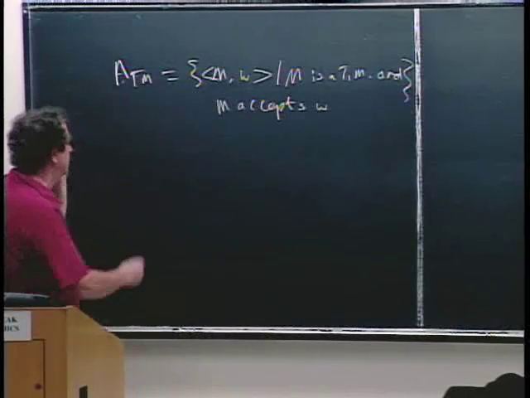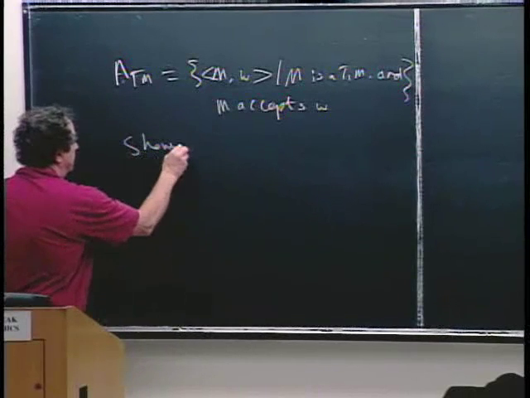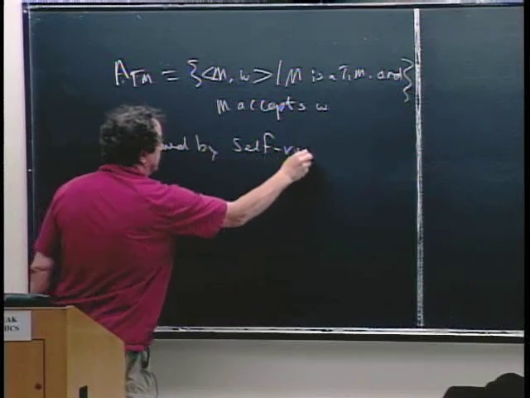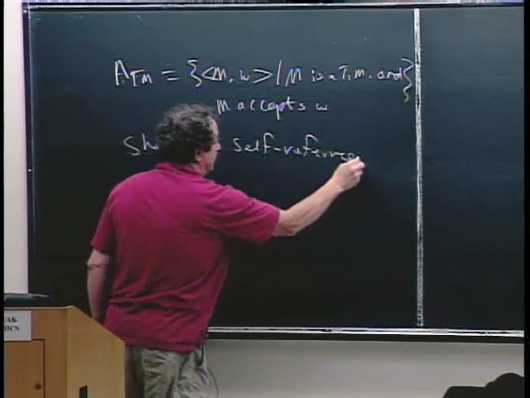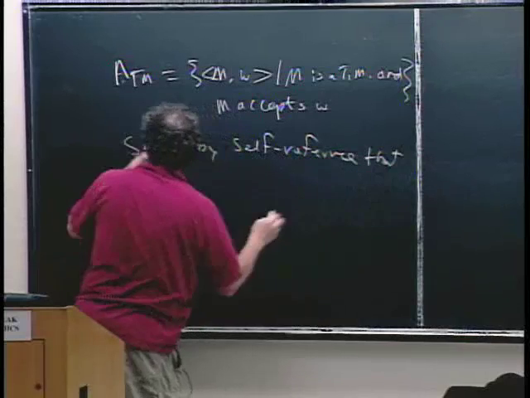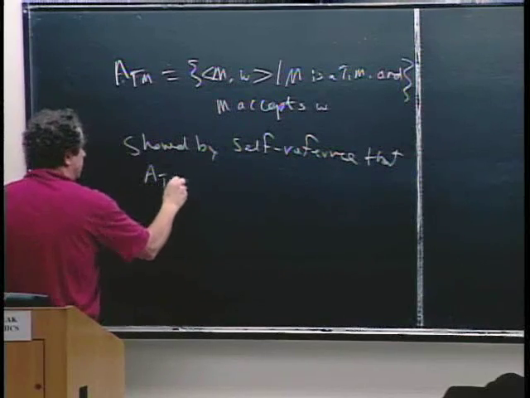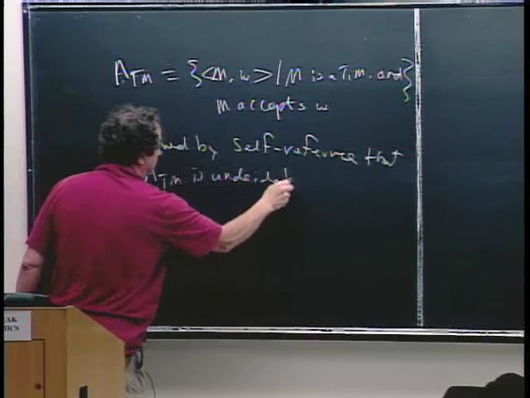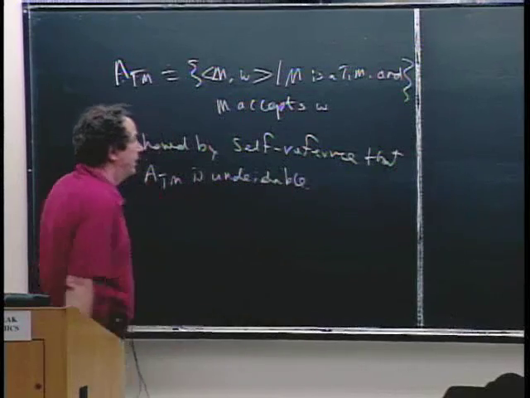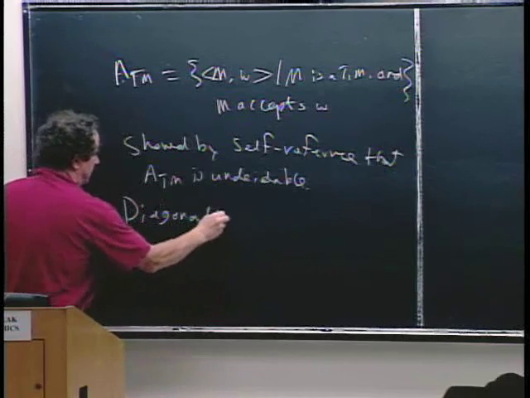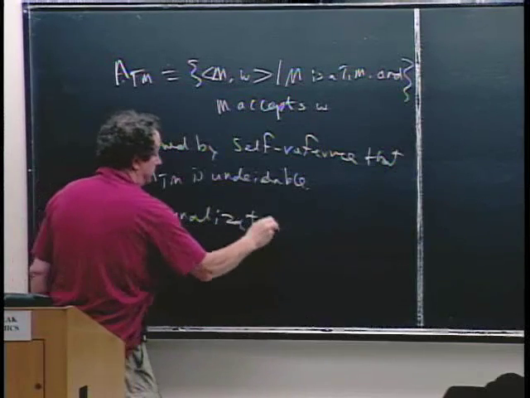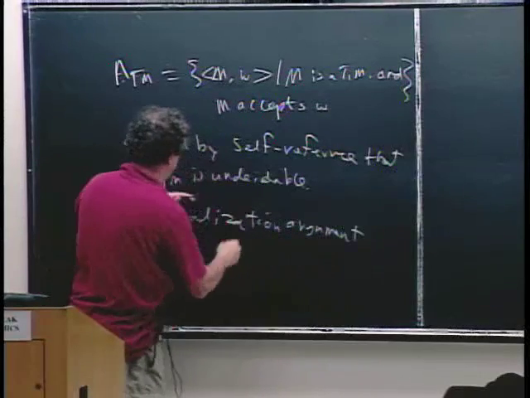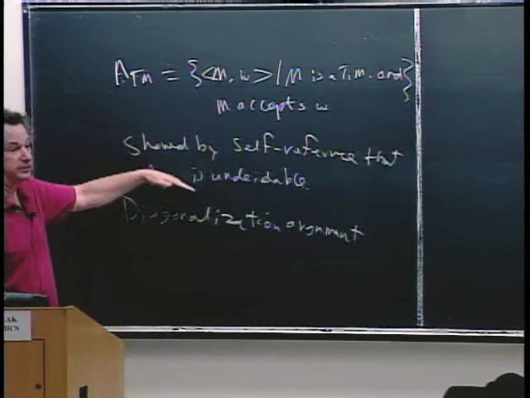And we showed by a self-reference argument that ATM is undecidable. Okay. To also prove that ATM is undecidable.